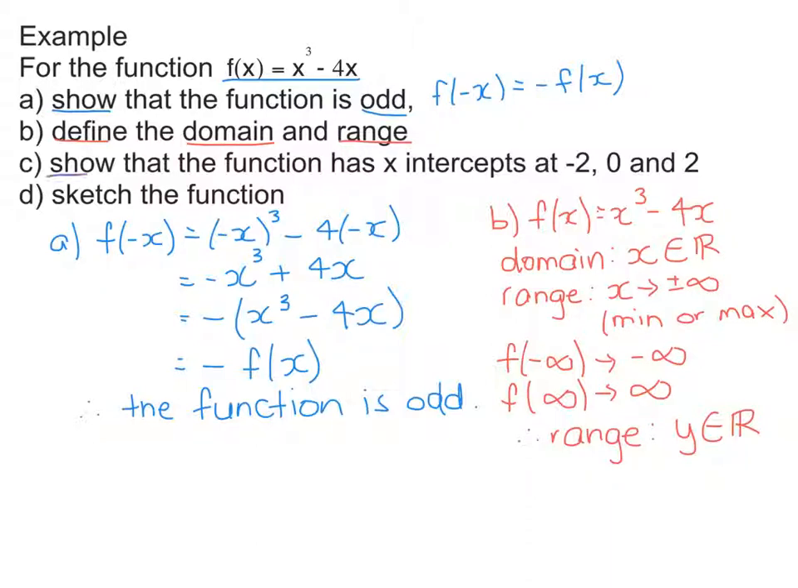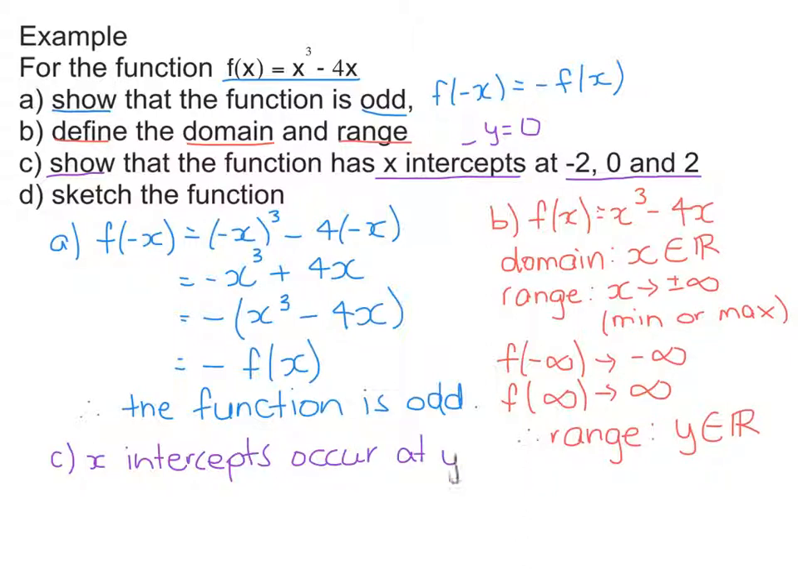Thirdly, we're asked to show that the function has x-intercepts, meaning that the y value at this point is equal to 0, of -2, 0, and 2. So again, that word show means that we have to have all relevant mathematical steps in our solution. And we're going to start by substituting in y equals 0. So we'll make the statement that x-intercepts occur when y equals 0 and make that substitution.